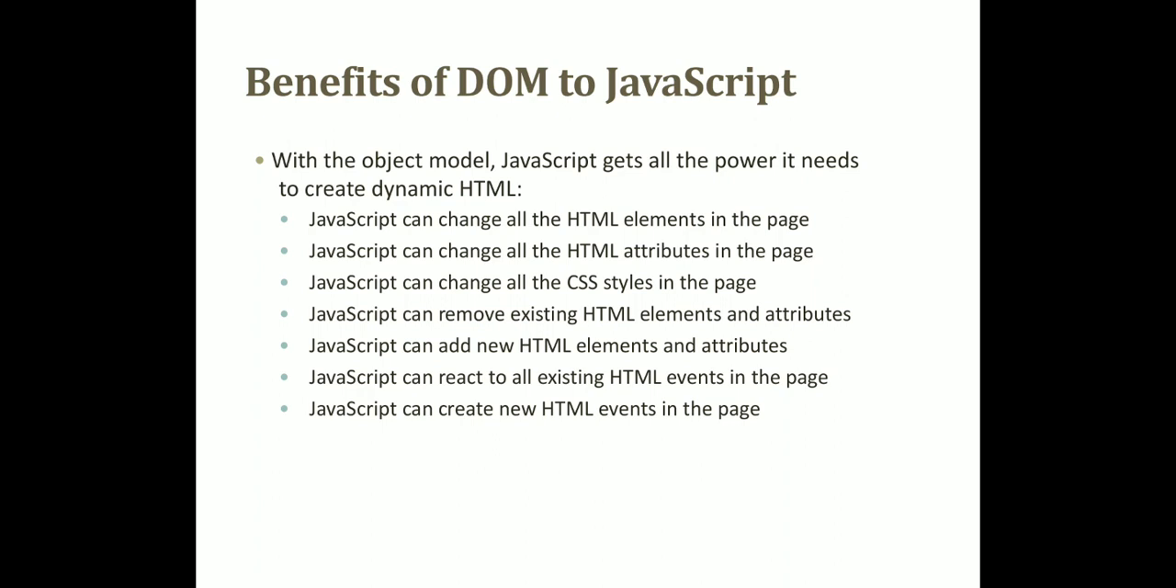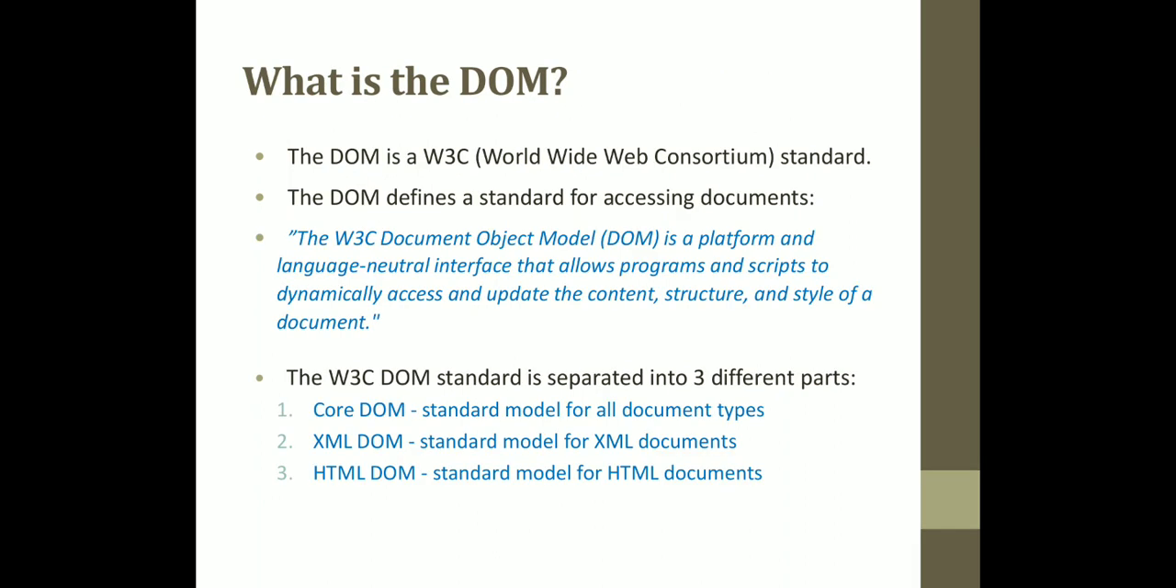It can change all HTML attributes, all CSS styles. It can remove existing HTML elements plus attributes. It can add new HTML elements and attributes. Then JavaScript can react to existing HTML events in the page, and it can create new HTML events in the page. So all these things can be done with this document object model. Okay, and it is very much beneficial to JavaScript.